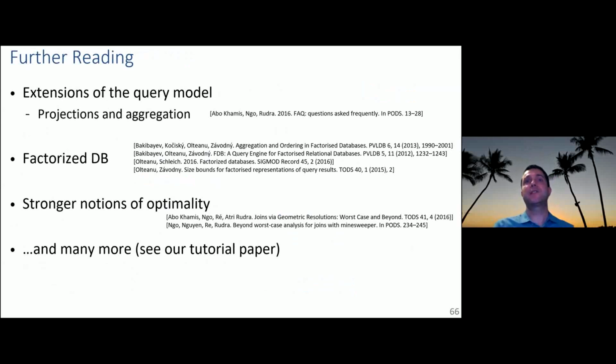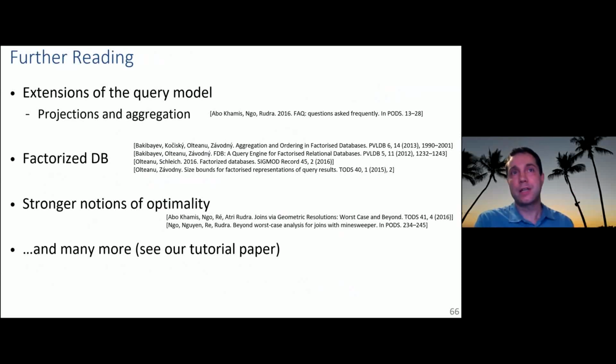Now, in terms of what is next, there has been interesting work on extending the model from full conjunctive queries to queries that also have projections and aggregation. There's a different direction that we can take by using factorized databases. So instead of trying to avoid large intermediate result sizes, factorized databases try to encode them efficiently to avoid this explicit large intermediate result size.